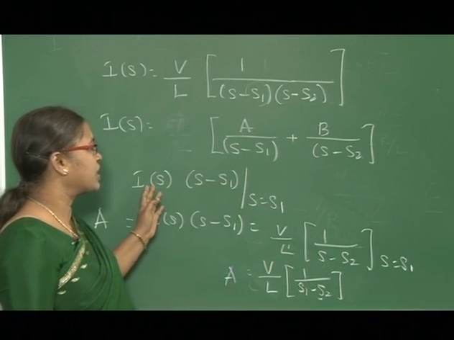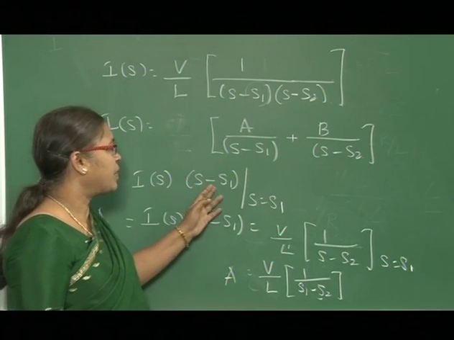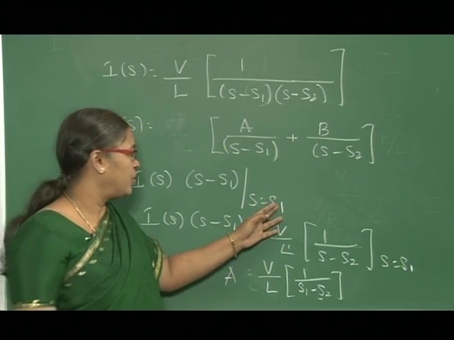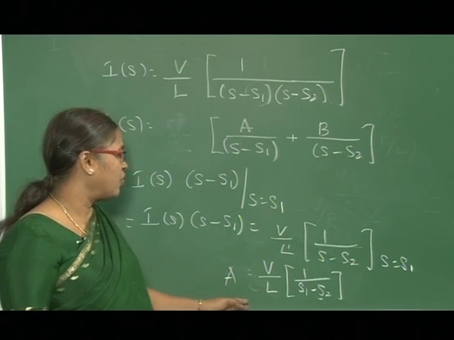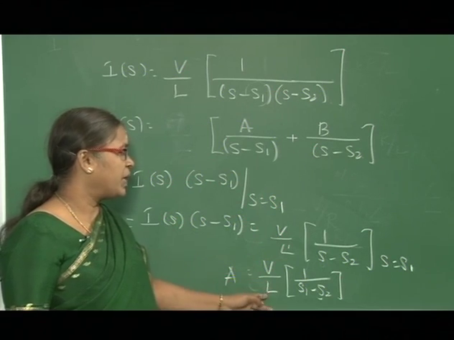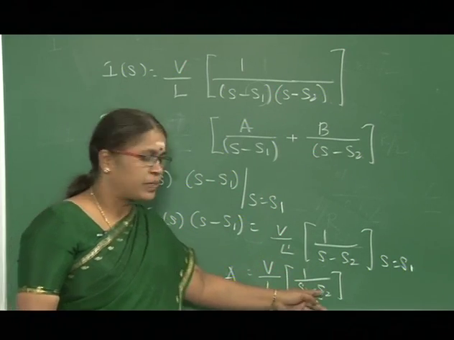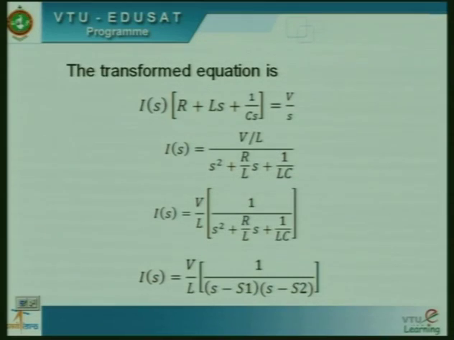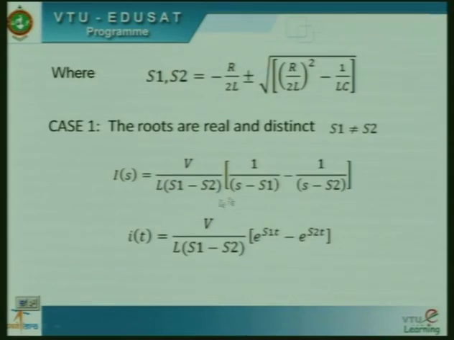multiply the I of s expression by s minus s2 and substitute s equal to s2. If you do that manipulation, again you will find the B value is minus V by L into 1 by s1 minus s2. So, since I know the value of A is V by L into 1 by s1 minus s2 and the B value is minus of V by L into 1 by s1 minus s2, I can take this term outside.